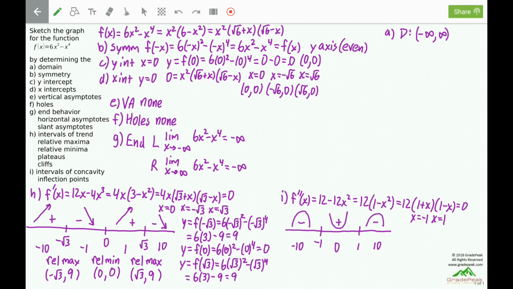Right at the candidate number of x equals -1, we have a concavity change from concave down to concave up. So x equals -1 will be an inflection point. It has an x-coordinate of -1. It has a y-coordinate that can be found by plugging the x-coordinate back into the original function. So y equals f of -1, which is 6 times -1 squared minus -1 to the 4th.